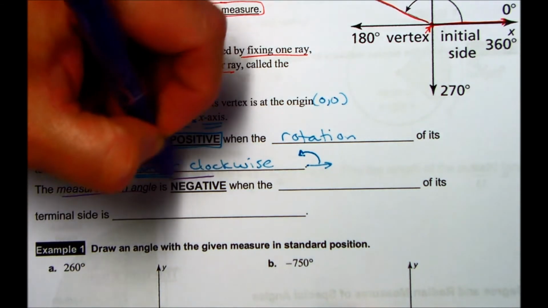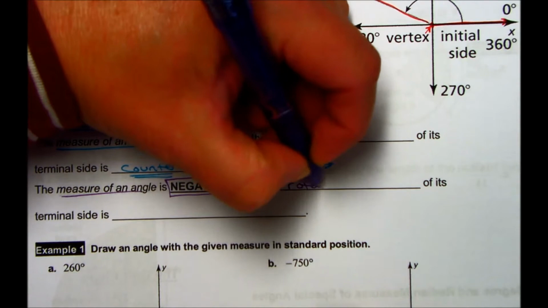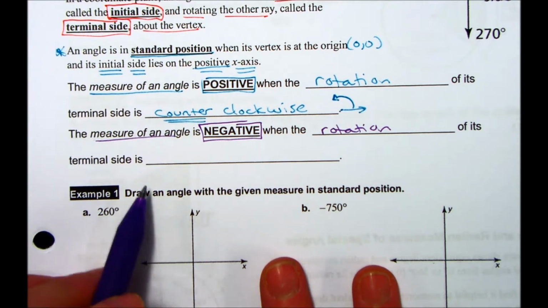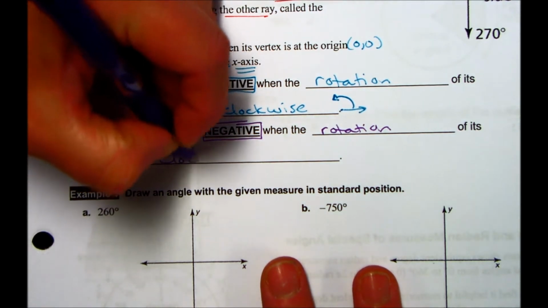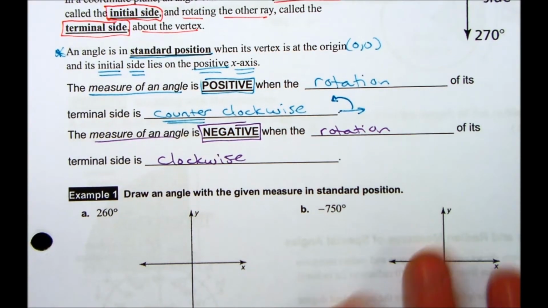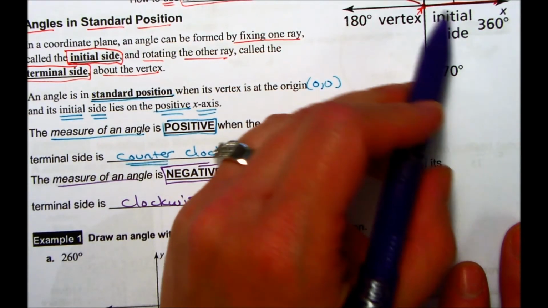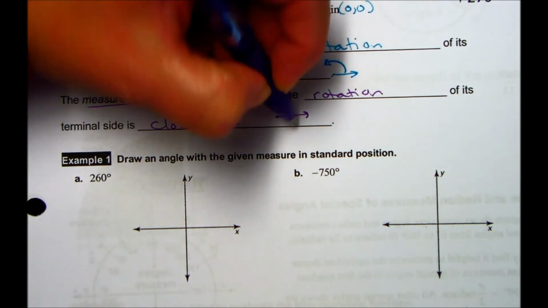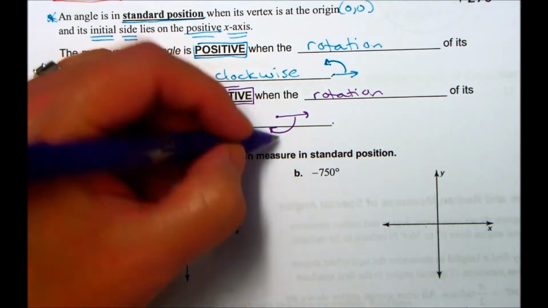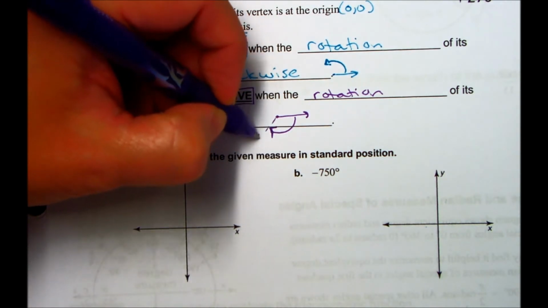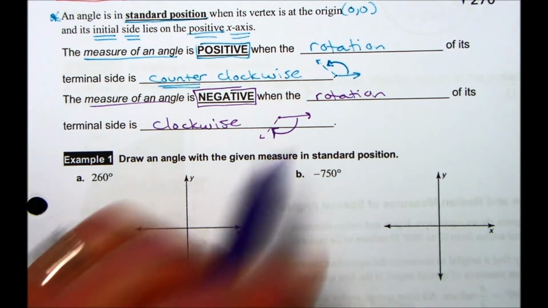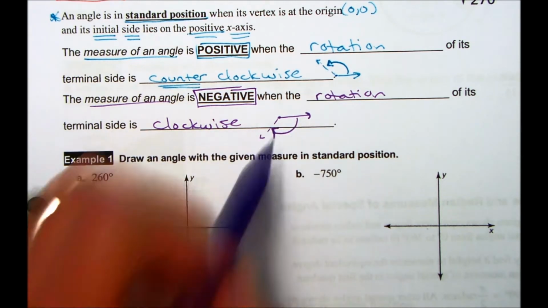The measure of the angle is going to be negative when the rotation of its terminal side, again, the one that's moving around, is clockwise. So negative, kind of think down. Starting from the initial side, it's going to go down and around. So if this was the initial side, it would go down and around that way. That would be negative, and this would be your terminal side. And then if this was your terminal side. So this is a positive rotation, this is a negative rotation.